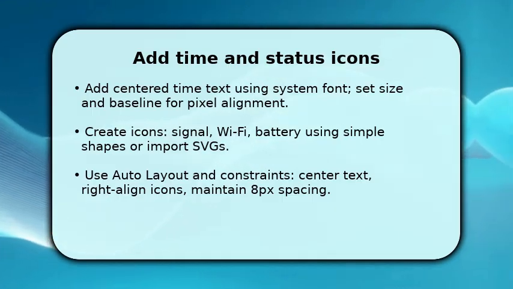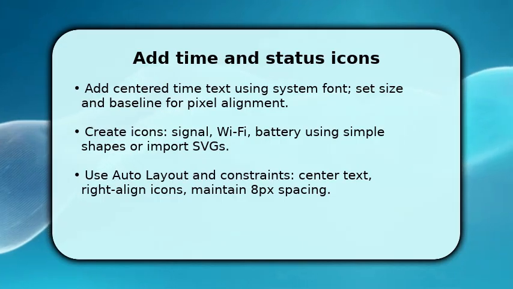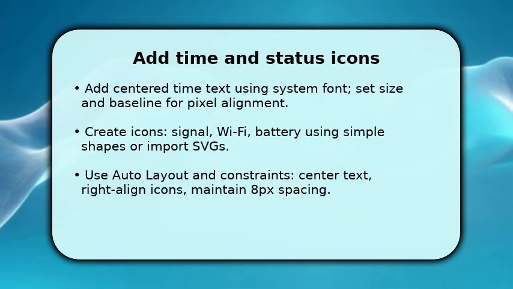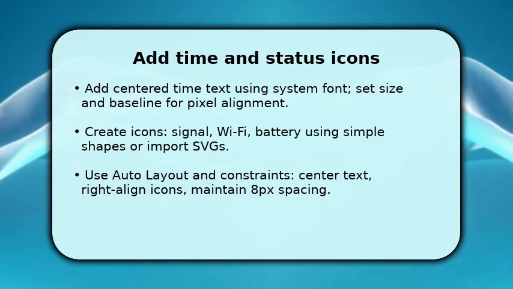Next, craft small icons, signal bars, Wi-Fi, and battery, either by drawing simple shapes or importing lightweight SVGs so they scale cleanly. Once icons exist, group them in an auto layout row on the right with 8px spacing and set constraints. Center for the time and right for the icon group. This makes the bar responsive across widths.